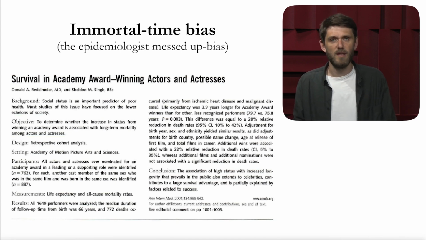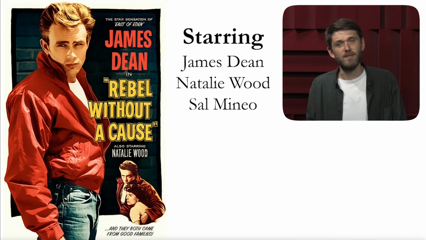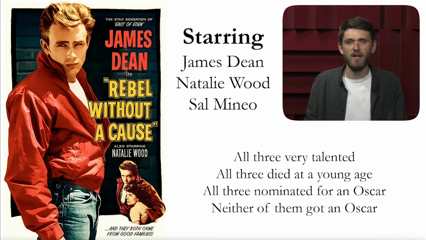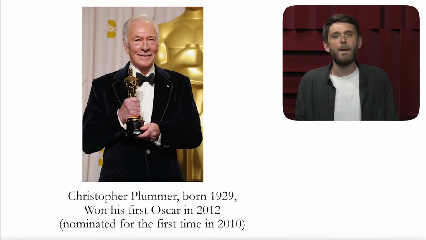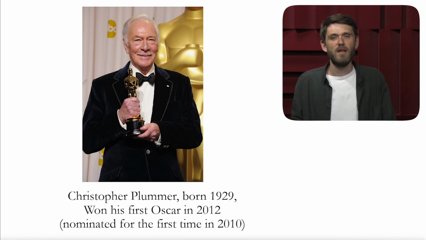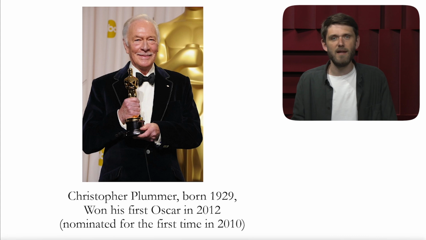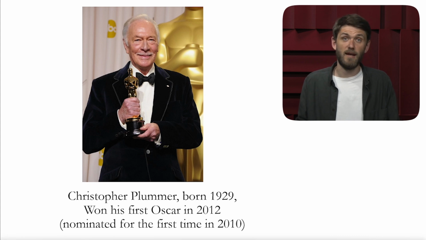However, this is a result affected by immortal time bias, illustrated here by this seminal movie, Rebel Without a Cause, starring 3 talented actors. All 3 of them were very talented, all 3 died at a young age, all 3 were nominated for receiving an Oscar, but neither of them ever got one. This is an Oscar winner, Christopher Plummer. He won his first Oscar in 2012, nominated for the first time in 2010. And what is the concern if I compare his life trajectory to the life trajectories of the 3 actors I highlighted just before? And basically, this is the type of bias inferred.